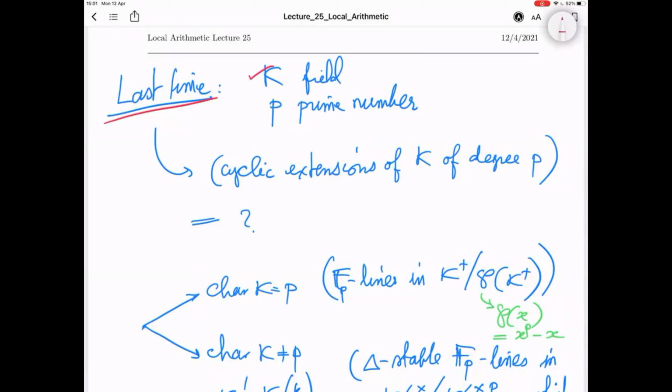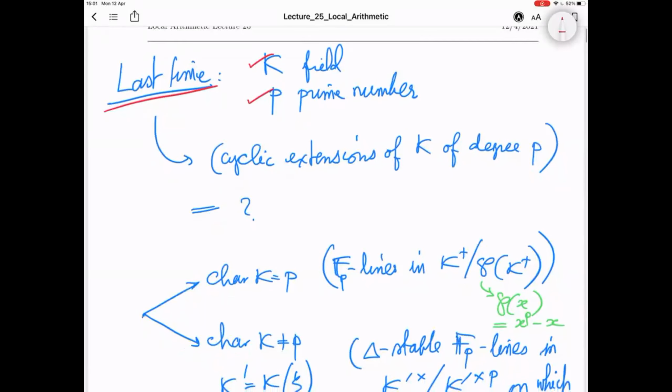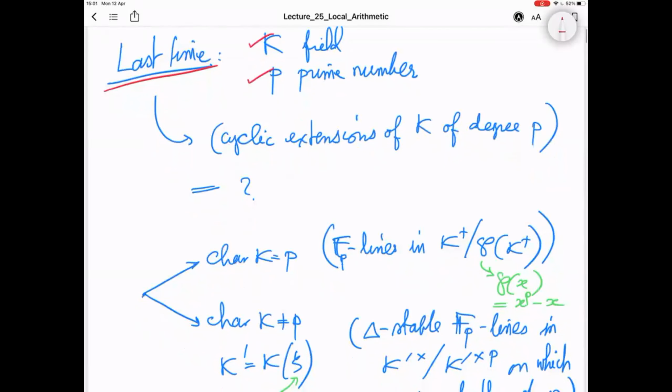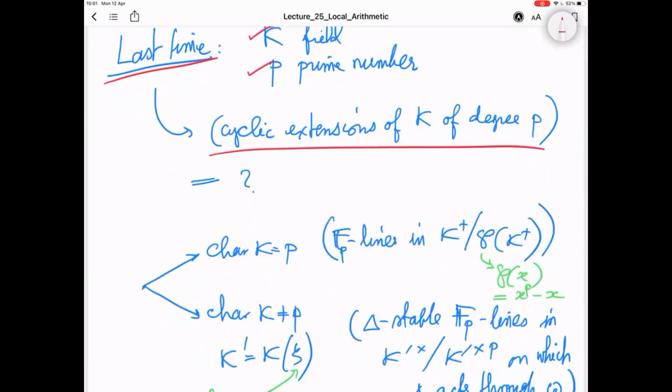K is any field and p is a prime number. And we were interested in classifying cyclic extensions of K of degree p. What are they equal to? That means we want to parameterize them by a set which is easier to compute, which we can explicitly find out what it is, right?